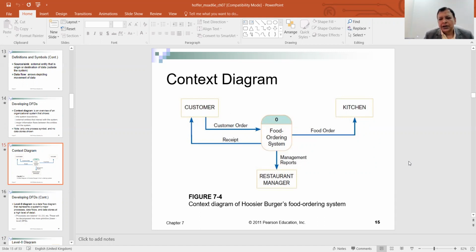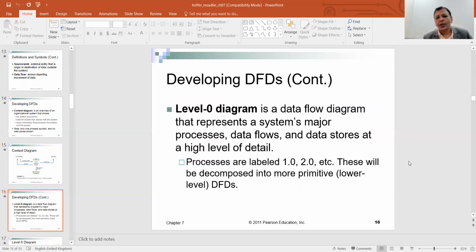So the customer places the order, then he receives the receipt, and the food ordering system calls the kitchen by sending information about the order, and the restaurant manager has the reports for all the food ordering systems, the orders that have been placed. Processes are labeled as 1.0, 2.0, and so on.